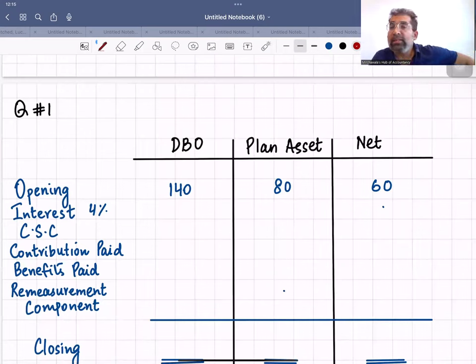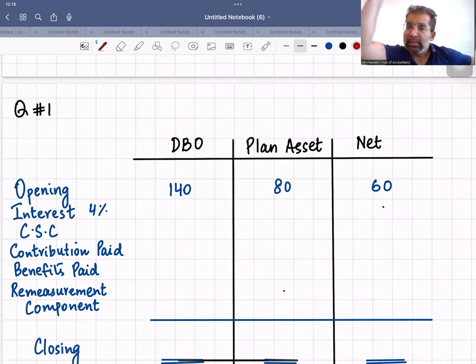See, you have to make three columns. Now, listen. You need to make three columns whenever you solve such questions. The first column is DBO. DBO means the liability column, defined benefit obligation. The second column is the plan asset column. And the third column is the net column. Net means the difference between these two.